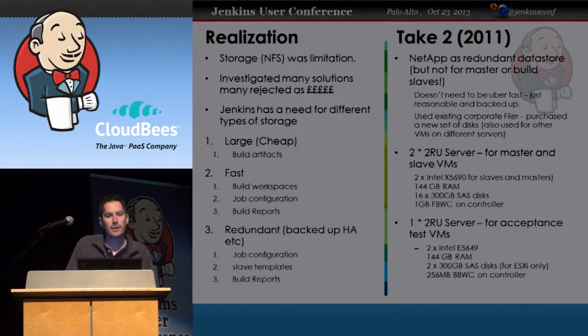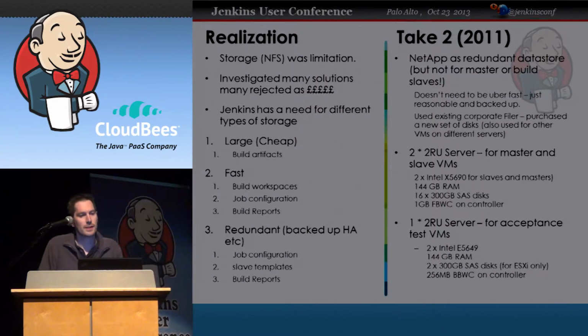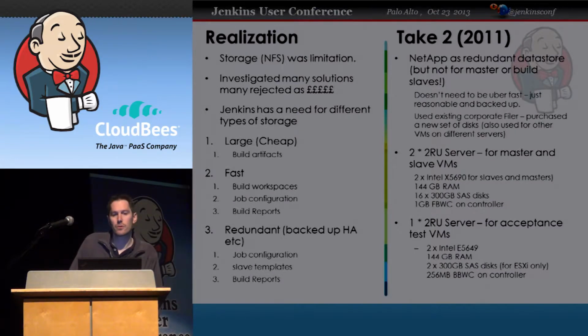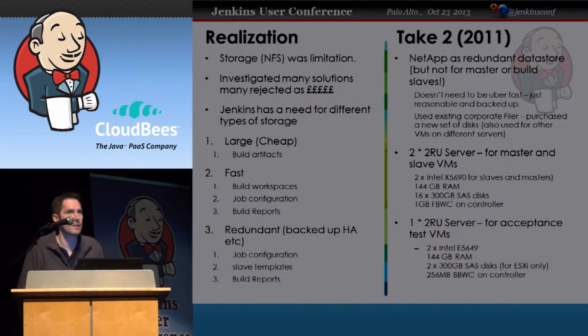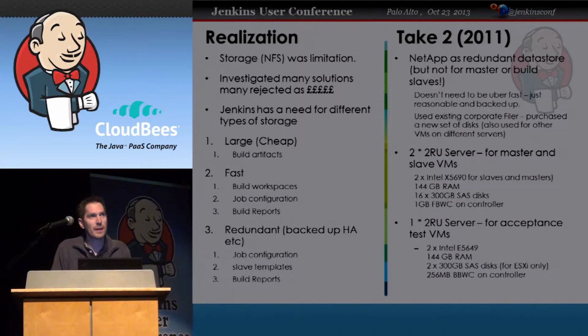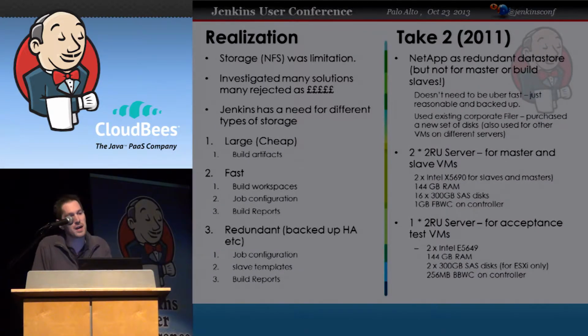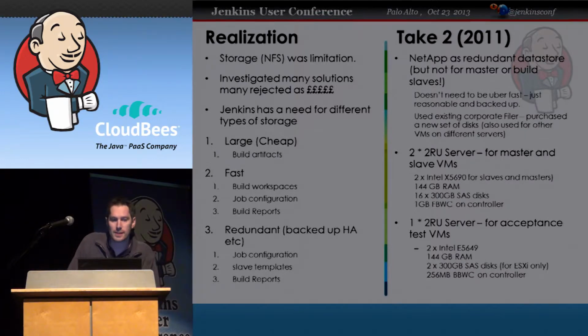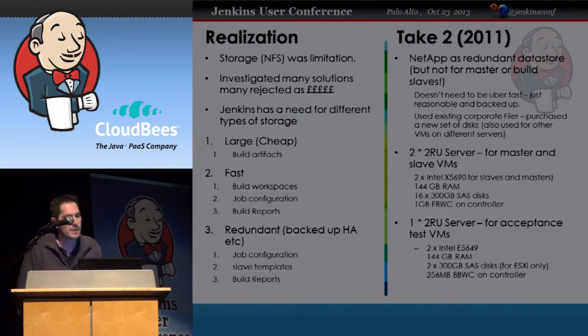But what we came to realize is Jenkins has a need for different types of storage, and they actually conflict. So you want cheap storage for your build artifacts. You want to be able to keep them. It needs to be large. You don't care if they disappear. It's not the end of the world. So it just has to be large and cheap, good enough. You want fast for your build workspaces. You want your builds to be as zippy as possible.